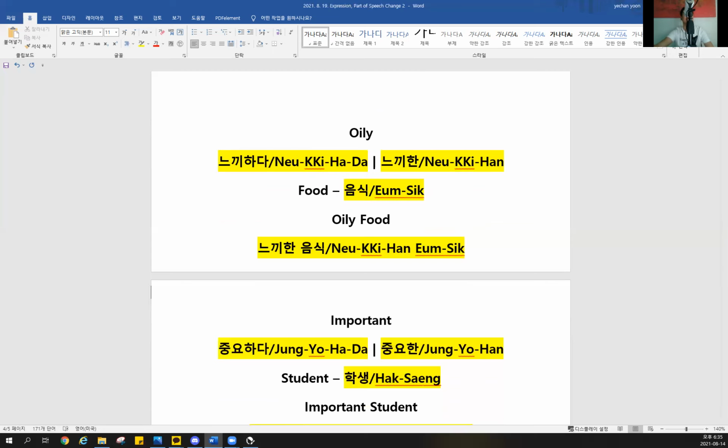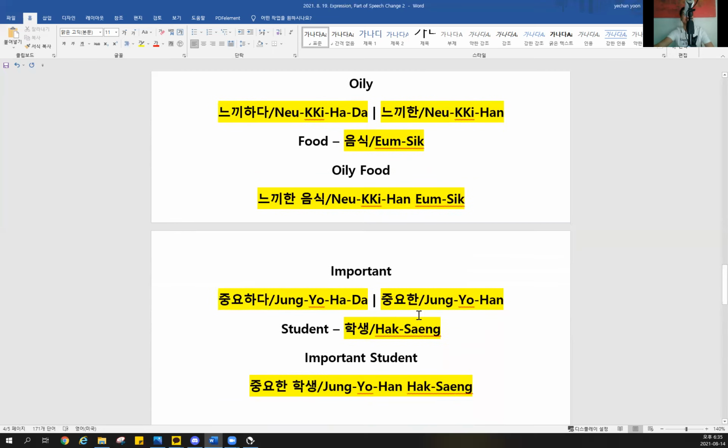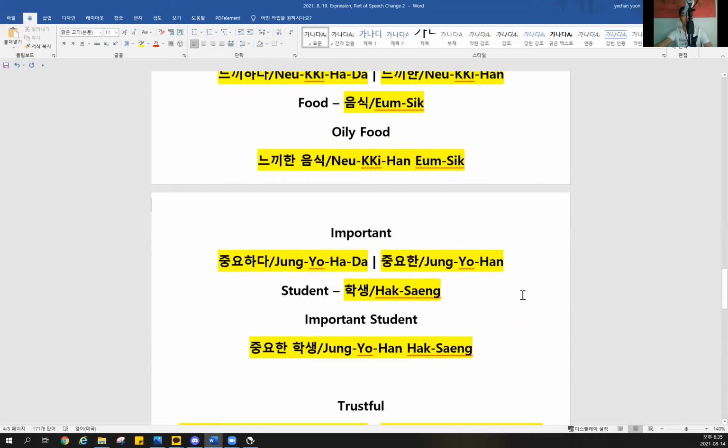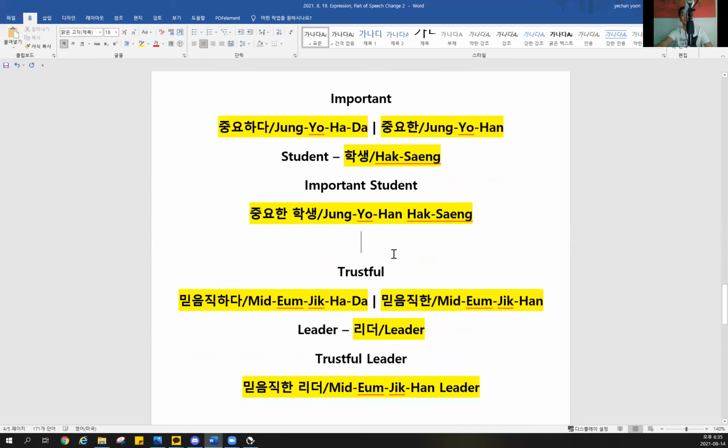All right, next one, important. I can say important. 중요하다. Changing form is 중요한. All right, I give the example with the student because student is important to me. So student, you can say 학생. So important student, how you can say? You can say 중요한 학생.